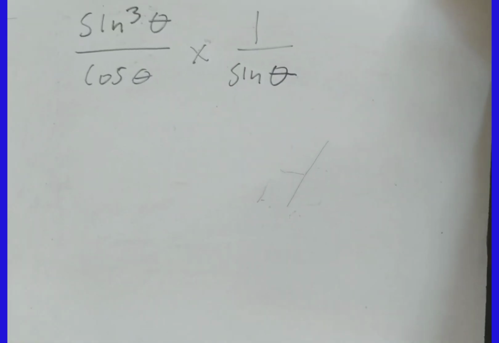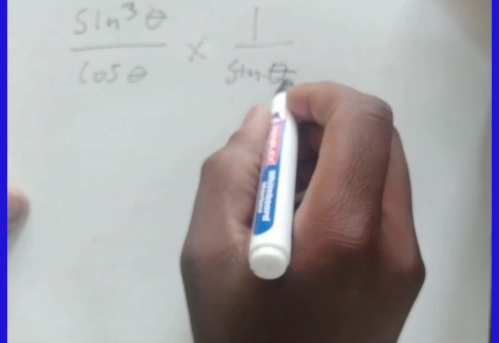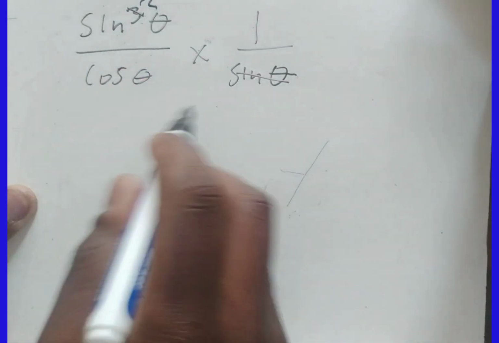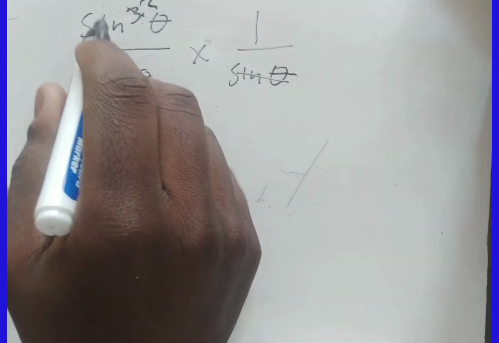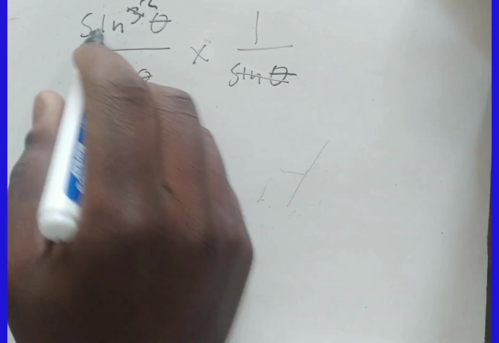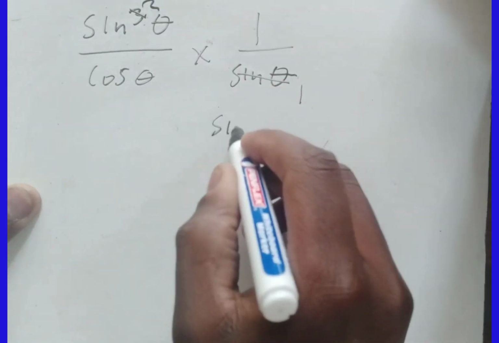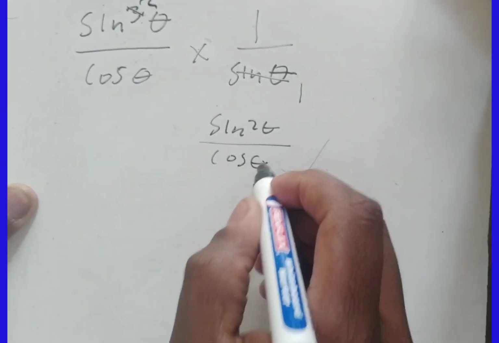Here is another example. You can even attempt this. You can even pause the video and attempt it if you want to. So let's look at this. So what happens here is this will cancel with one of them, so it will be left 2. Then there's nothing to cancel out there, right? So now what we're left with is sine squared theta here. So sine squared, and then down here we're left with 1. Sine squared theta times 1 is sine squared theta, and then now we have over cos theta.